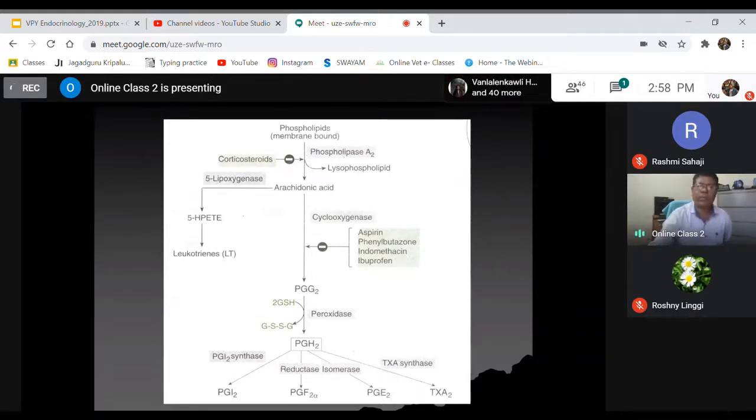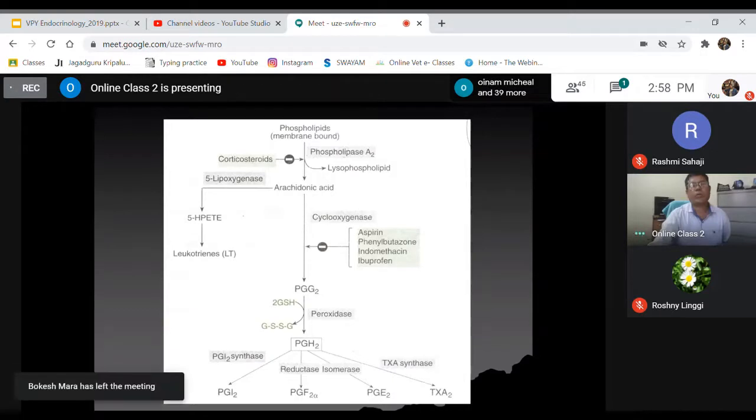Phospholipase A2 is activated when the cell receives some signal from epinephrine, bradykinin, etc. When a signal is given to the cell, this enzyme is activated, and because of that it acts on the phospholipid to release arachidonic acid. Now, this can be blocked by the corticosteroids.